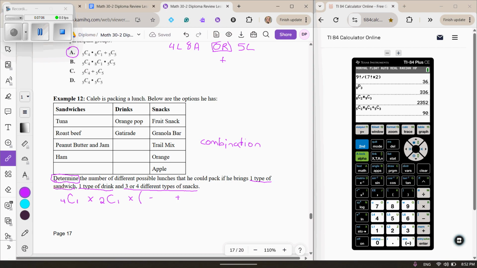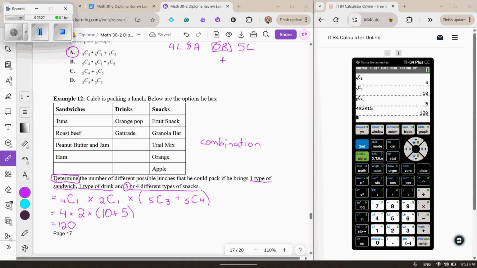So 3 or 4 different types of snacks. So first I have 5 choose 3. And that's if there are 3 different snacks. Or there could be 5 choose 4, meaning that there were 4 different snacks. So if I type that in on my calculator, I will get my answer. So let me go ahead and do that. All right, I have typed that in my calculator. This would be an appropriate amount of work for a determine question to get the answer of 120.